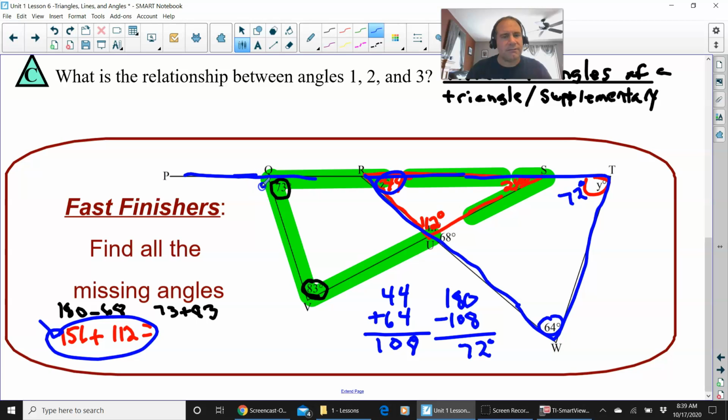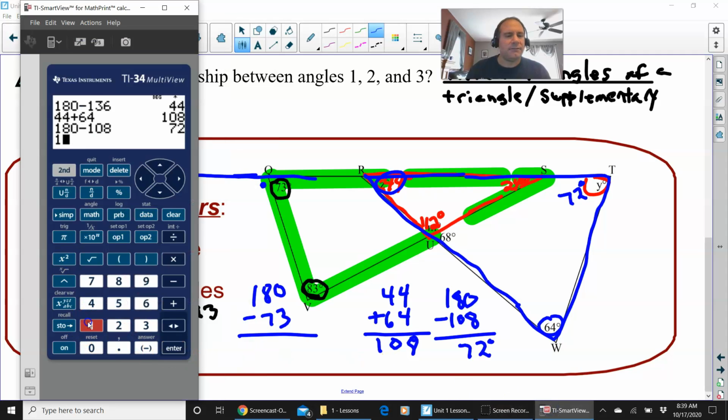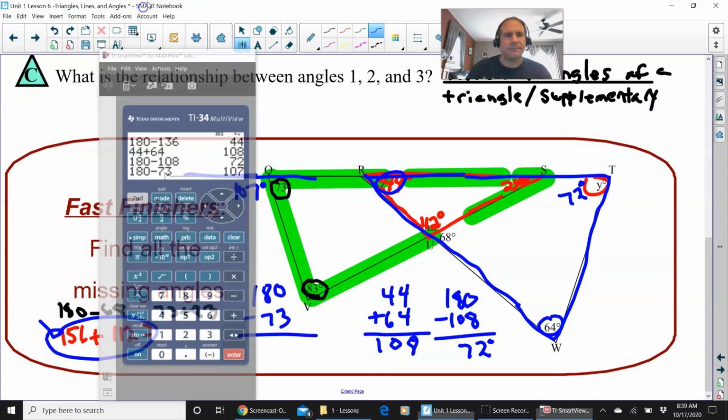This angle here, how would you get it? How would you get that missing angle right there? So if you said 180 minus 73, you are correct. And again, 180 minus 73, easy enough to figure out, that is 107. If you wanted to solve it, you could.